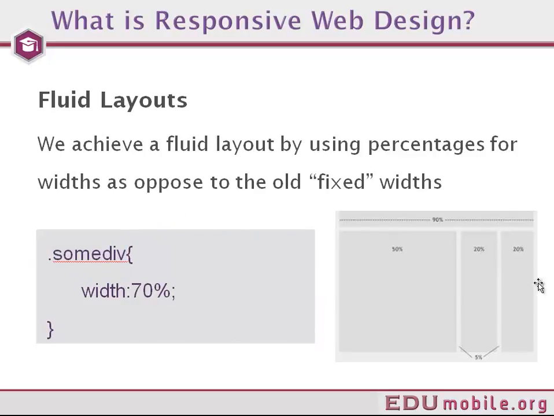And here you can see an example of a fluid layout. We have a header which stretches 90% across the viewing area. We have a main content section which is 50%. We have two sidebars which are 20%. And then we have 5% padding, or 5% margin. You may use percentages for margins and paddings, but you don't have to. You can still use fixed margins and paddings.